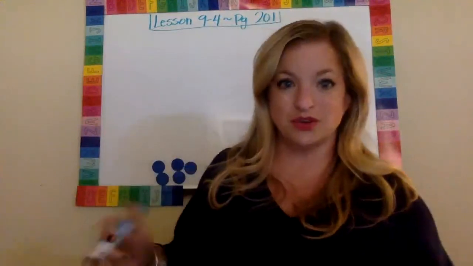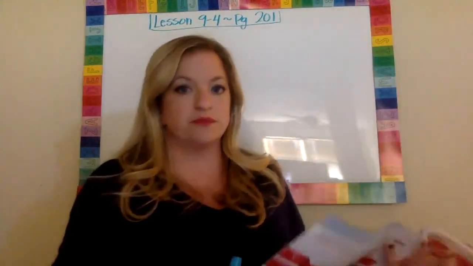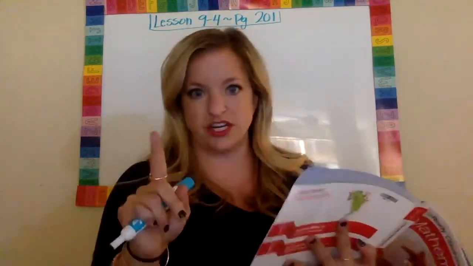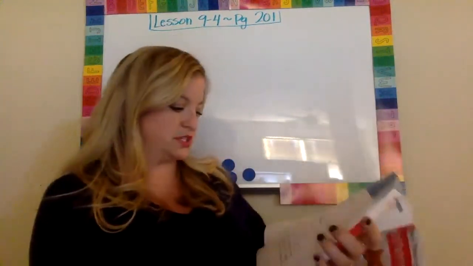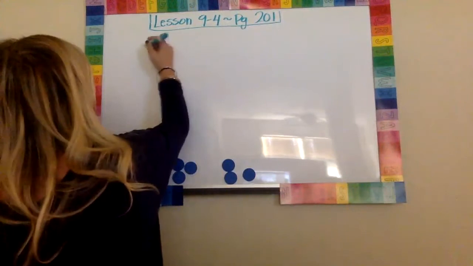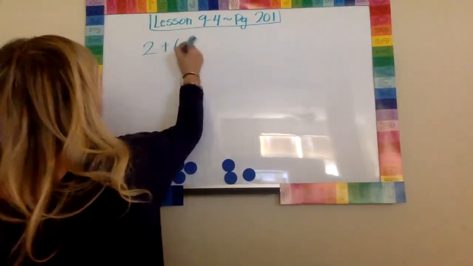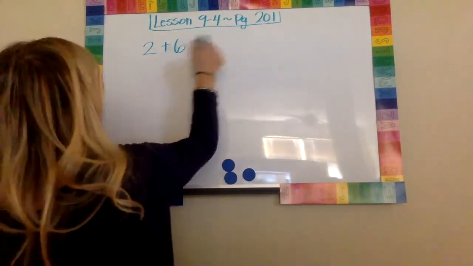So I'll read it to you guys. You should read it at least 3 times. I know some of you cannot read very well yet. You're getting there. But you need to know what to do. So it says Boom joins 2 cubes and 6 cubes. So if he joins them, that means we're adding them.